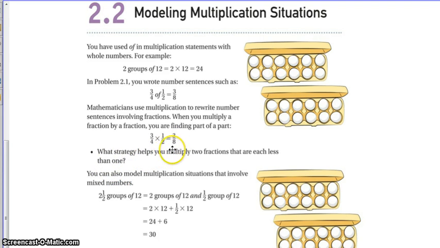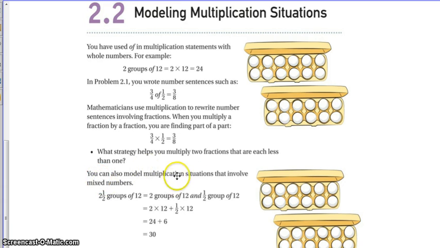What strategy helps you multiply two fractions that are each less than 1? Well, the fact that we can look at things like 3 times 1 equals 3, and 4 times 2 equals 8. So one way of looking at this is that we're simply multiplying the numerators together to get the numerator of our product, and we are multiplying the denominators together to get the denominator of our product.